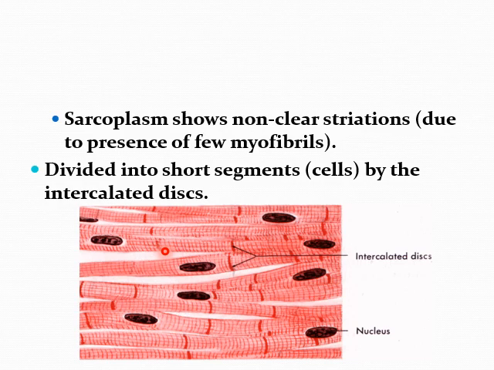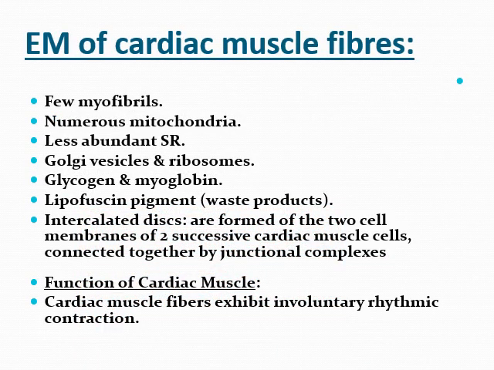Again, here is the cardiac muscle fiber, which branches and anastomoses. The cardiac cells are connected together by intercalated discs to form the fibers. They have few myofibrils, numerous mitochondria, smooth endoplasmic reticulum, Golgi apparatus, glycogen, and myoglobin for energy.